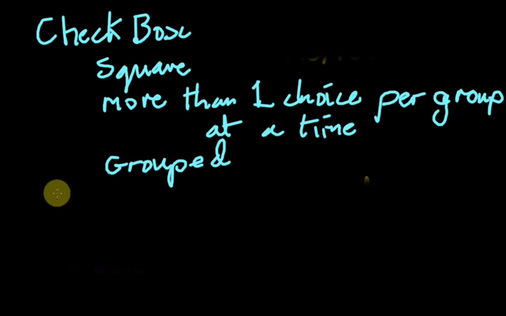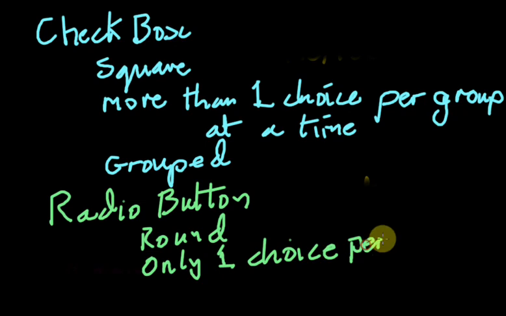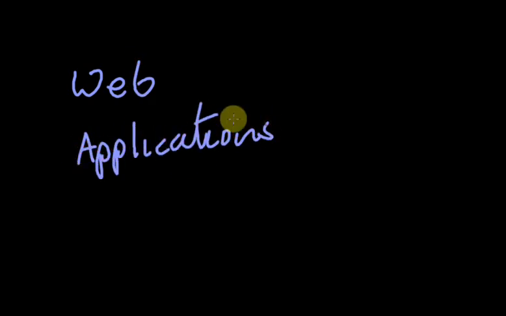The other thing you have is radio buttons. They are round. Only one choice per group. And again, you can have more than one group on the same page. There we go. The other thing to note with these is that you can find them almost everywhere on the web, on applications, and on devices on touch screens.